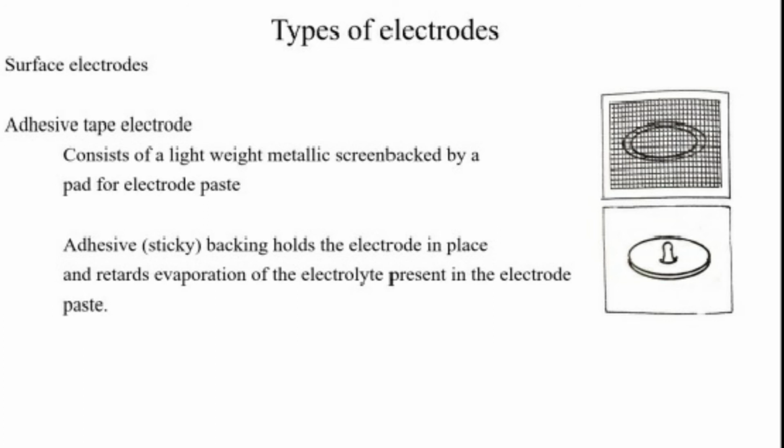Adhesive tape electrode. The pressure of the surface electrode against the skin may squeeze the electrode paste out. To overcome this problem, the adhesive tape electrode is used. The adhesive tape electrode consists of a lightweight metallic screen backed by a pad for electrode paste. The adhesive backing holds the electrode in place and retards the evaporation of the electrolyte present in the electrode paste.